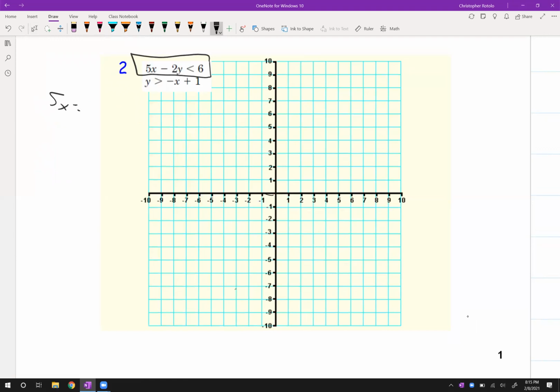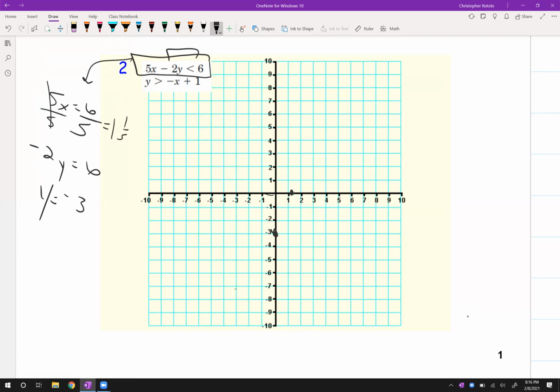All right, 5x equals 6. This one's in standard form, so you know what I'm doing. I'm finding x and y intercepts. So that's 1 and 1/5, 1 and 1/5 on the x-axis. That's about right there. And then I'm going to take this, -2y equals 6. So y equals -3. That's right there.